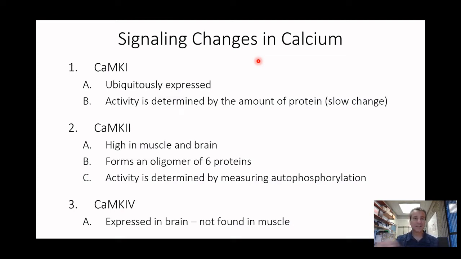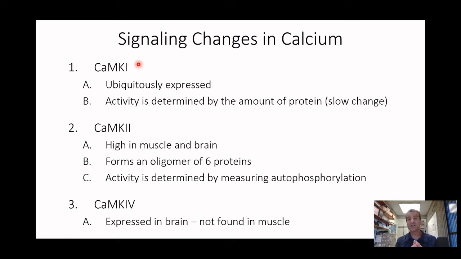Well, there are calcium signaling proteins within all of the cells within the body. These are called the calcium calmodulin kinases, or CAM kinase. There's a bunch of different varieties. CAM kinase 1 is found throughout the body, and its activity is regulated by how much CAM kinase 1 you have in that tissue. So if you want to increase CAM kinase 1 activity, you need to increase its transcription, increase its translation, and then you're going to have more of the protein. So that's going to change rather slowly.